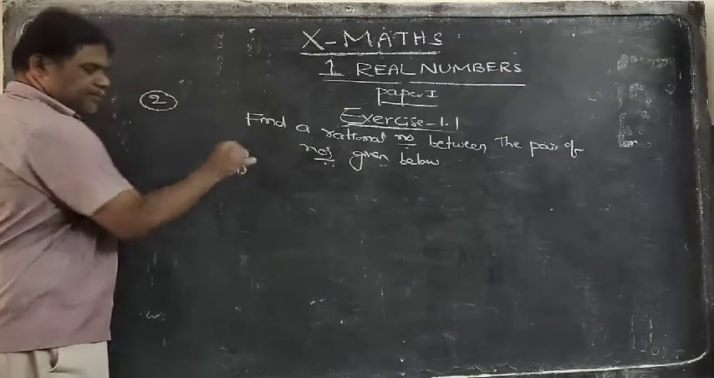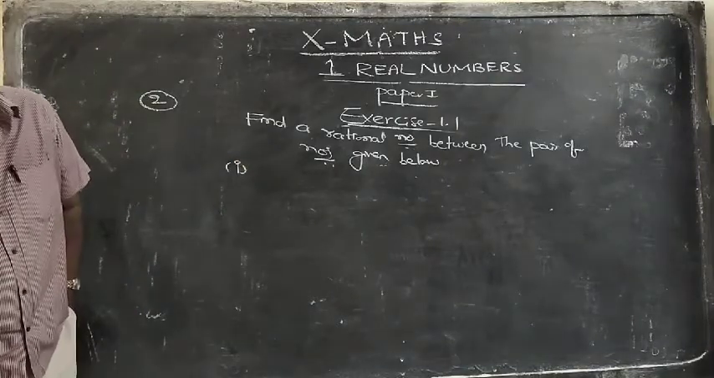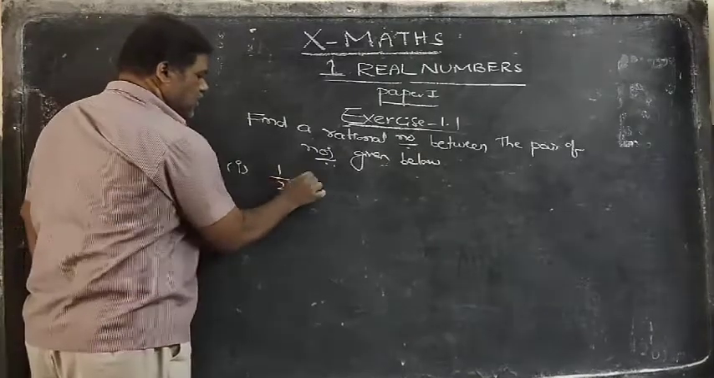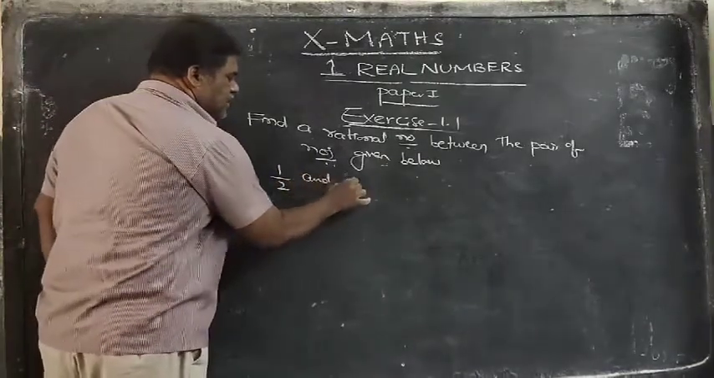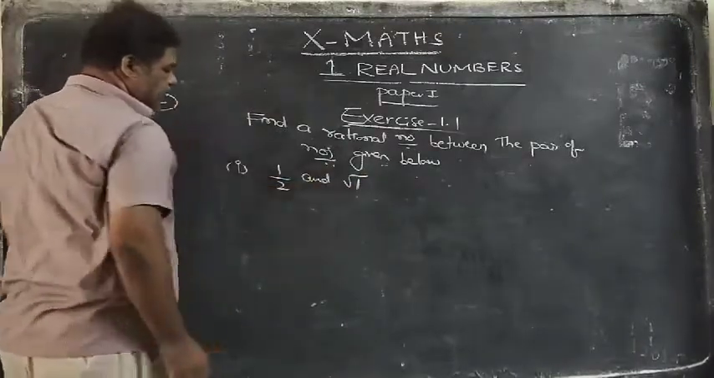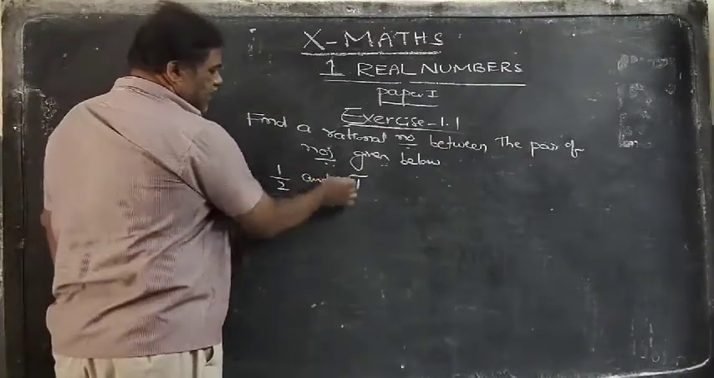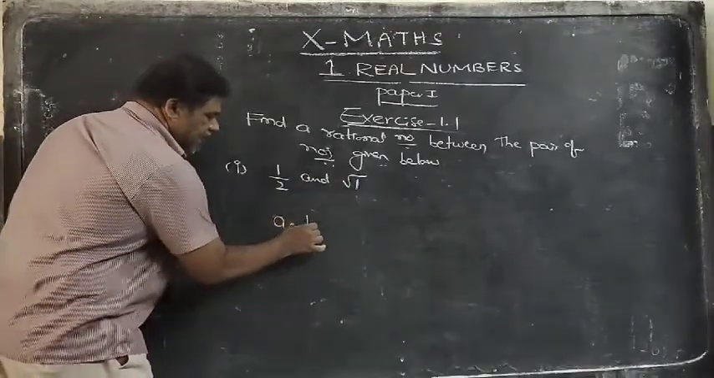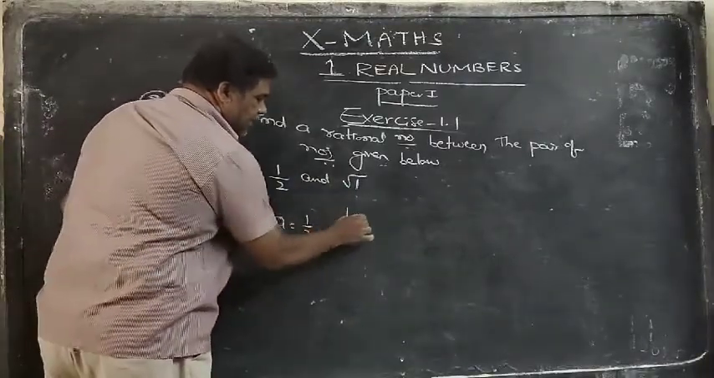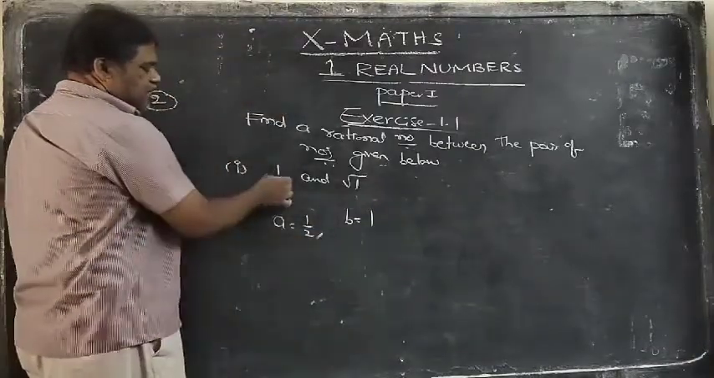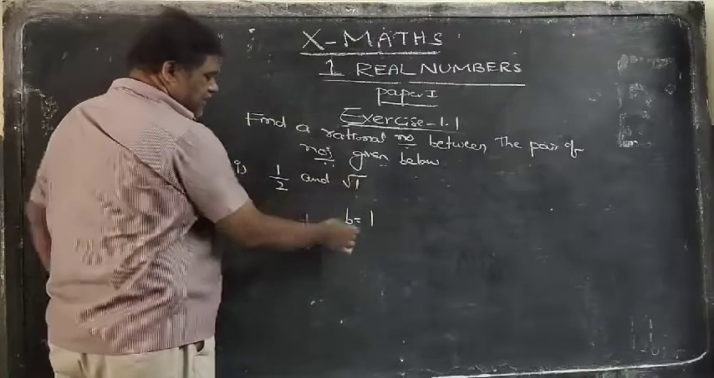Right, first bit: 1/2 and square root of 1. Here two numbers are given. We have to find a rational number between these two numbers. So first number you suppose as A, second number you suppose as B. Root 1 means it is 1 only.